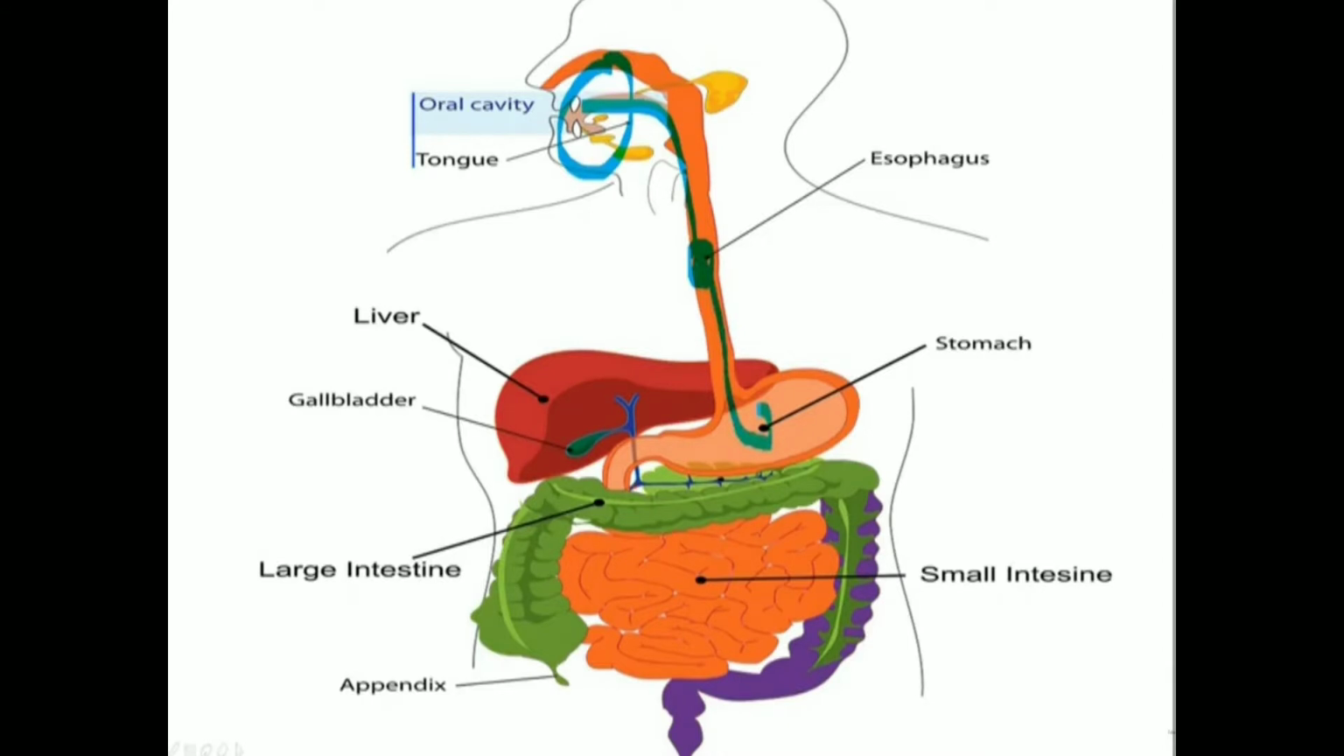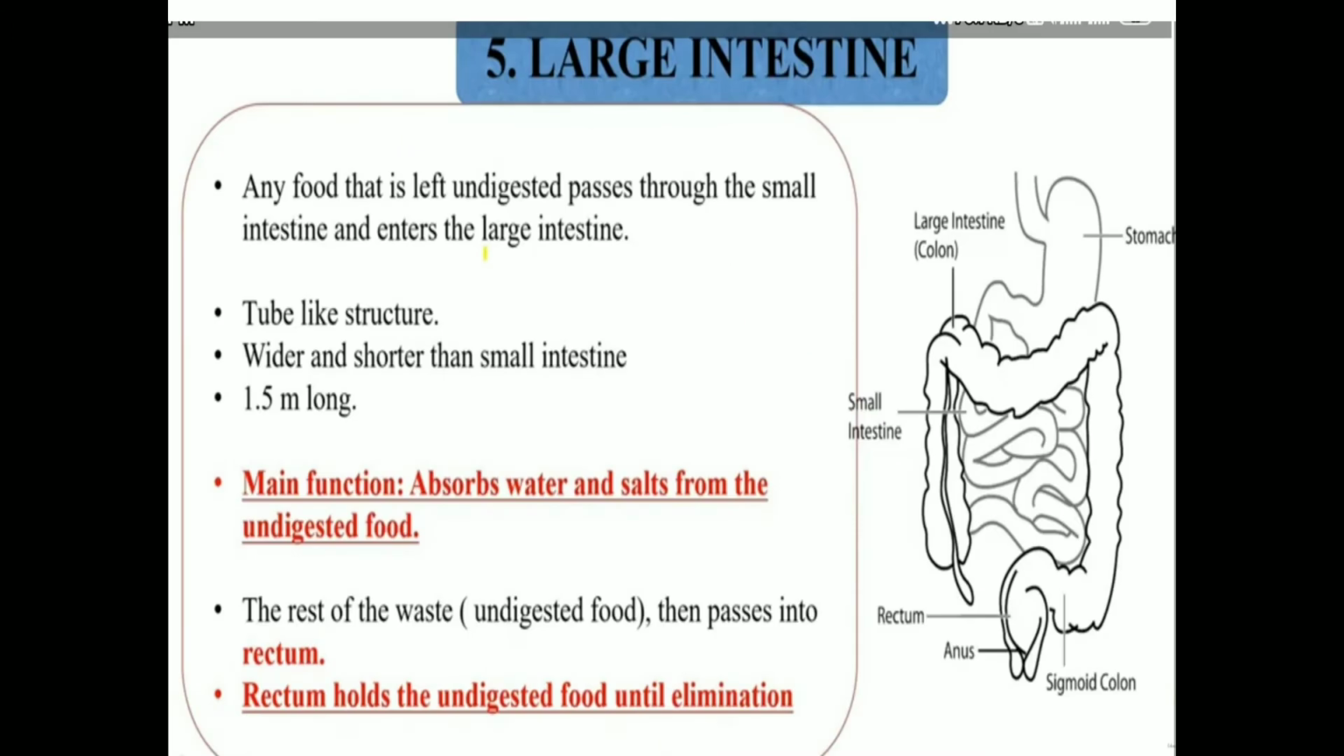After complete digestion of the food in the small intestine, any food that is left undigested passes through the small intestine and enters the large intestine. This is our large intestine. It is a tube-like structure. It is wider and shorter than the small intestine. It is only 1.5 meters long.